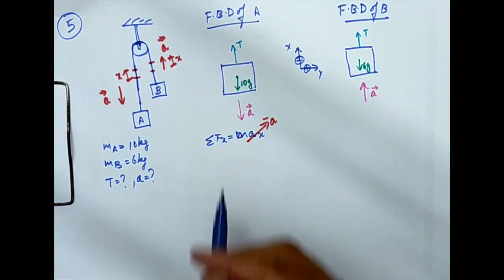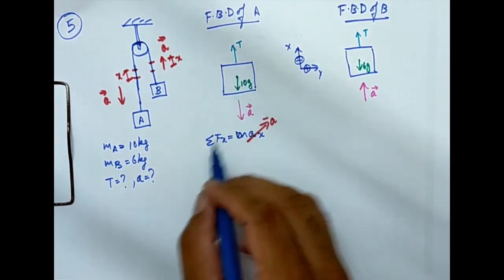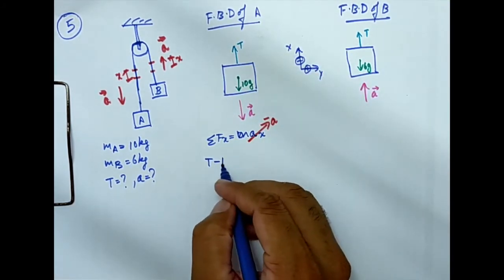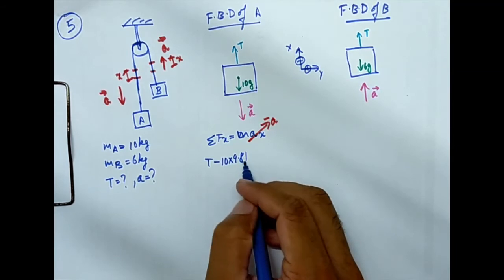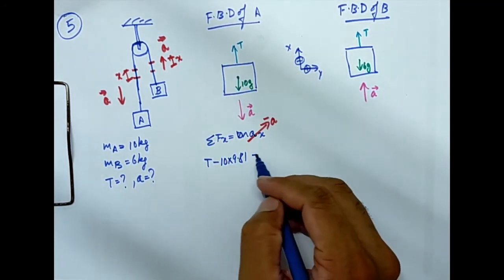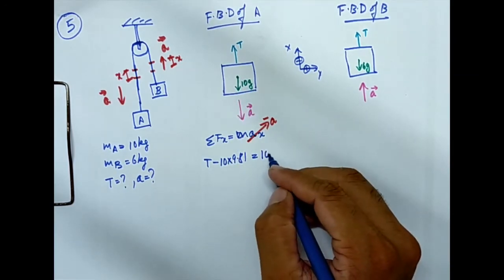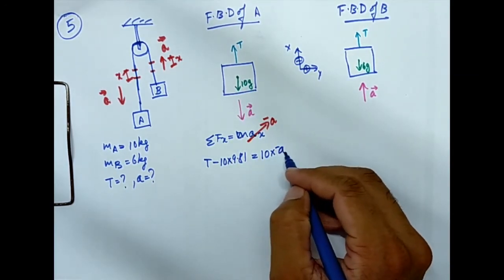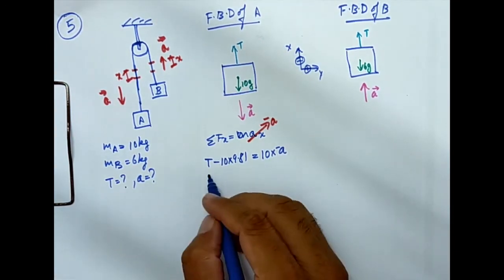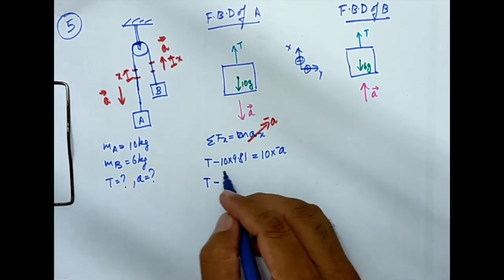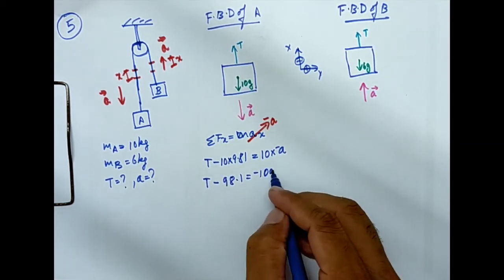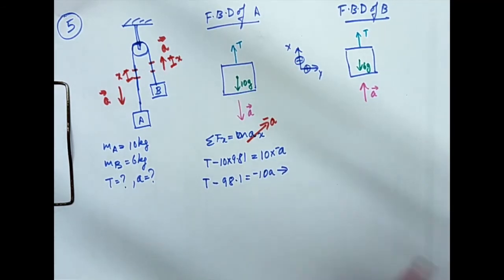Now let's substitute. Sigma Fx: T upward, same direction, minus 10 into 9.81. There are only two forces in the system, and on the right hand side I have the mass, which is 10 kg, into minus a. That's my first equation: T minus 98.1 is equal to minus 10a. I have my equation 1.